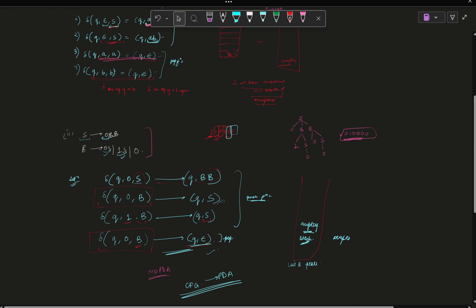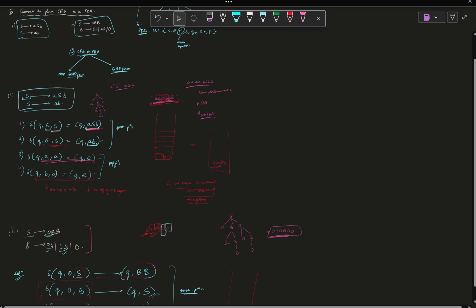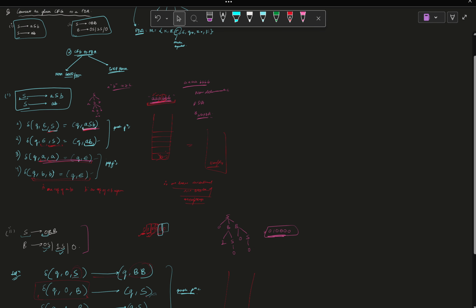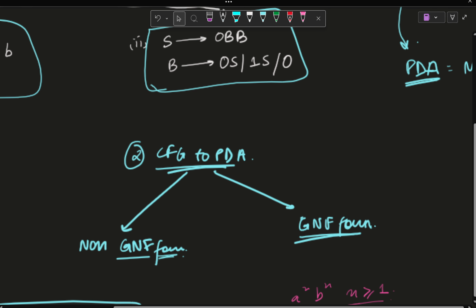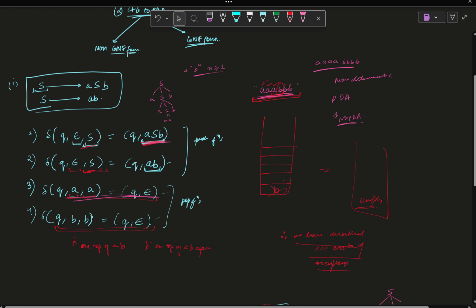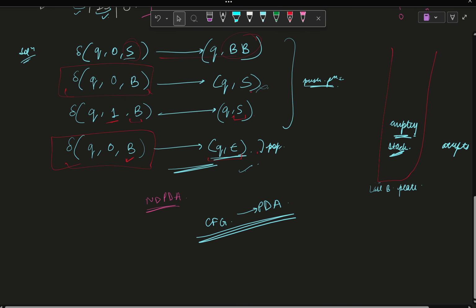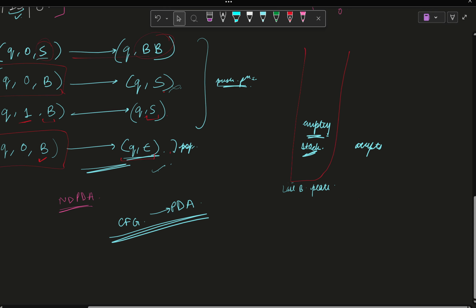I hope you understood the entire concept of converting a CFG into a PDA by these two methods, and when these two situations are given to us, if there is a non-GNF or if there is a GNF form, then you have to implement these and check if the stack is empty at the end, because our final state is an empty stack here.